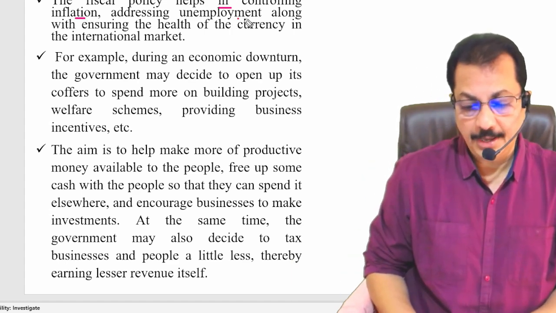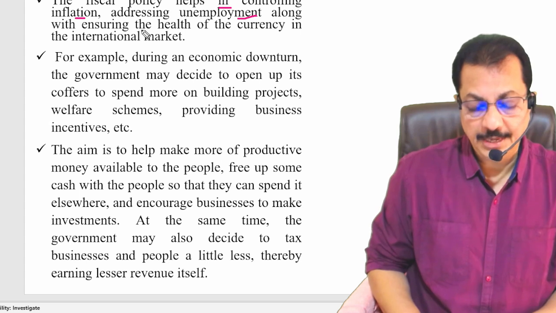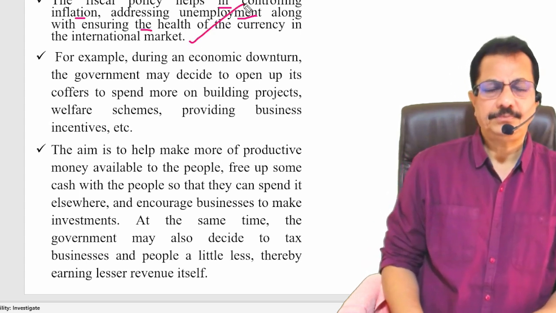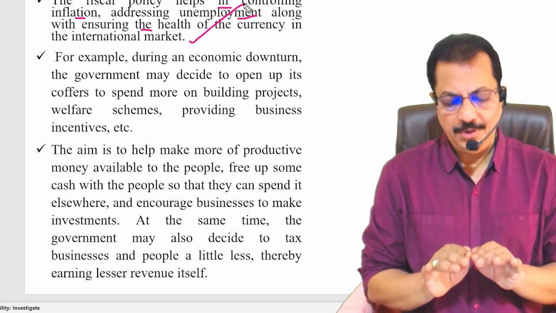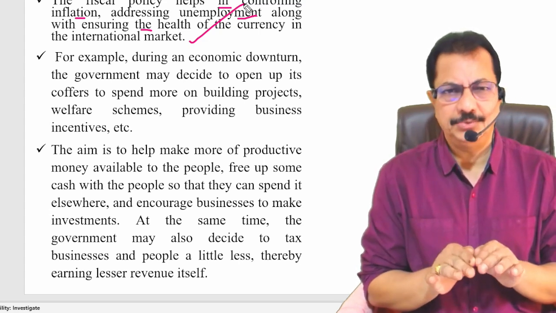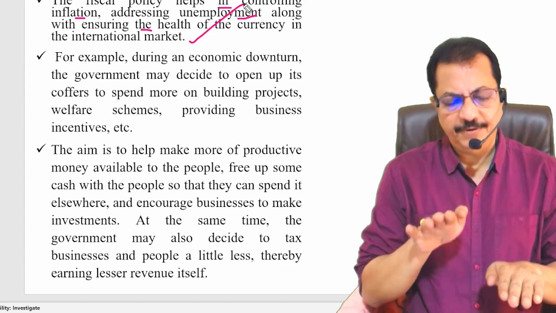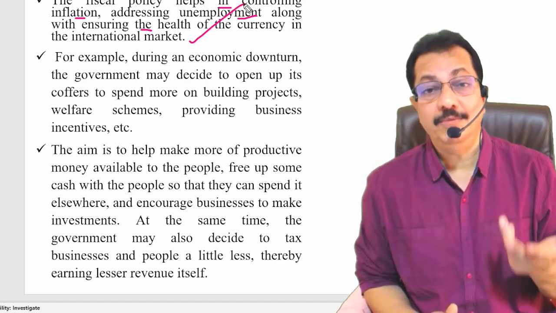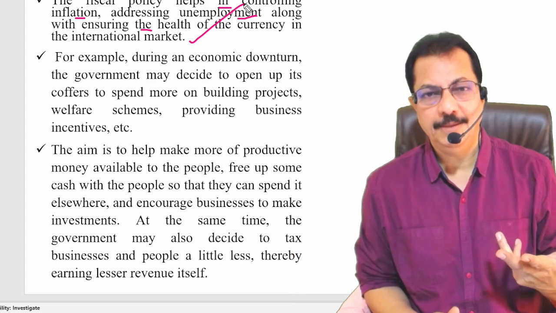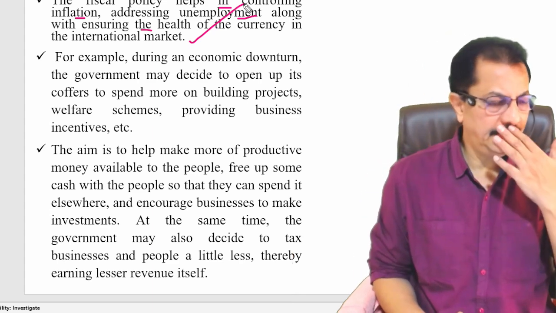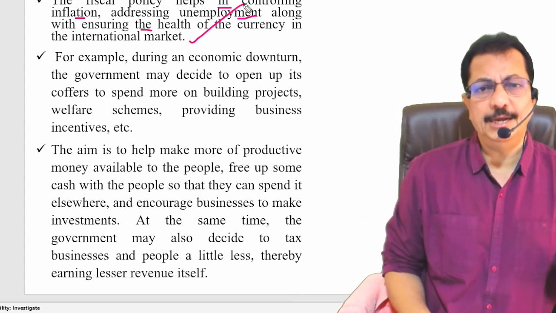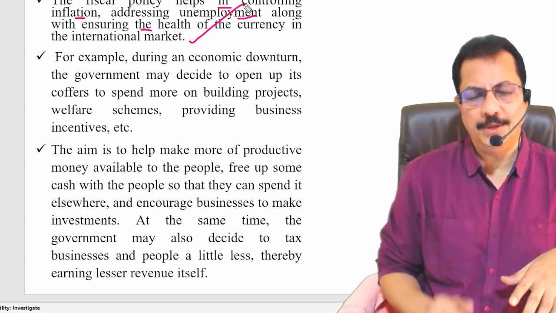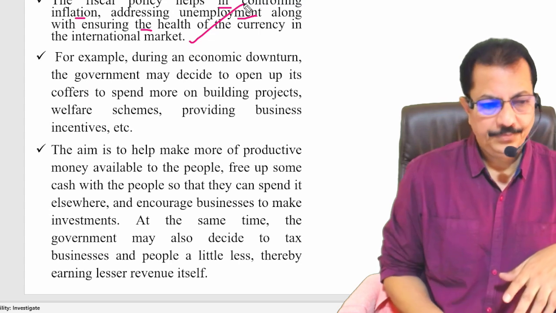Here we will be discussing addressing unemployment, along with ensuring the health of the currency in the international market. You have to see that our currency value should be a balanced one. Otherwise, there are so many fluctuations in today's international market. That is the reason why the rupee value will fluctuate. For example, today, if I am not wrong, $1 is equal to more than 84 rupees. More than 84, right?